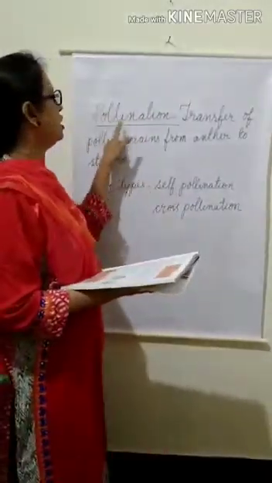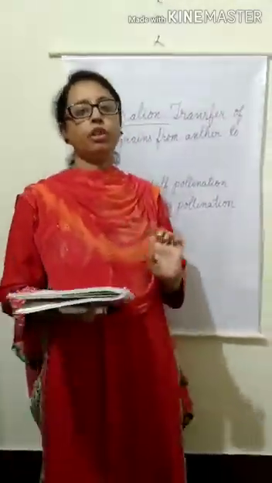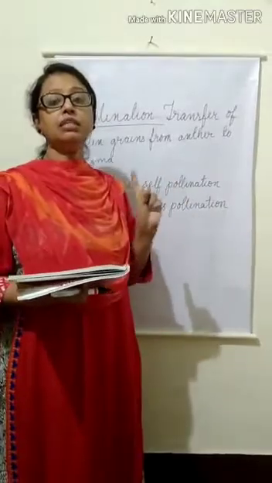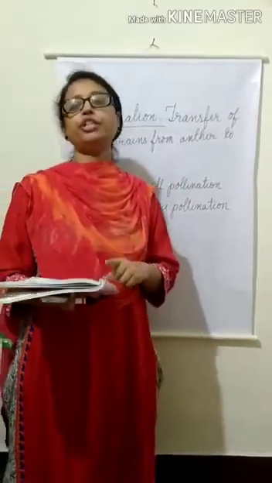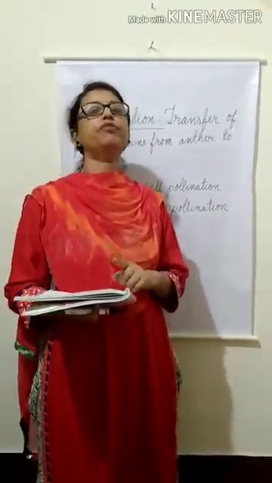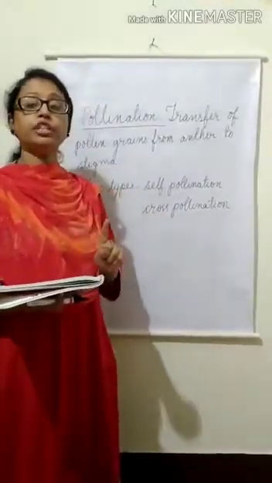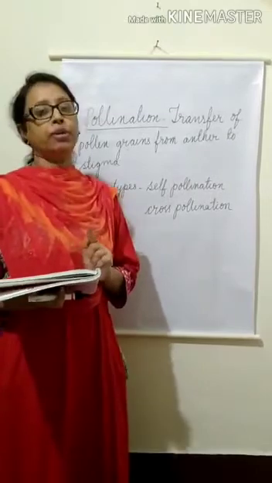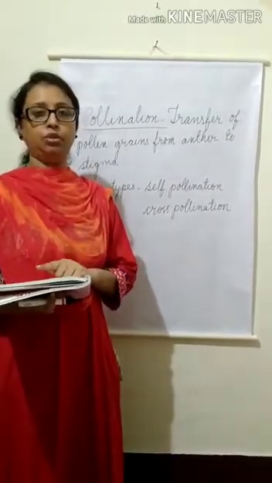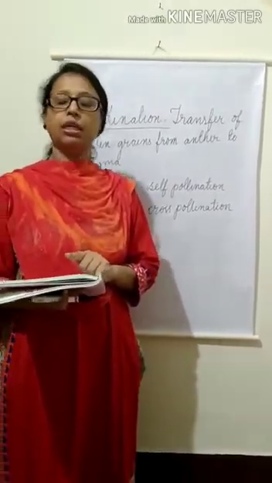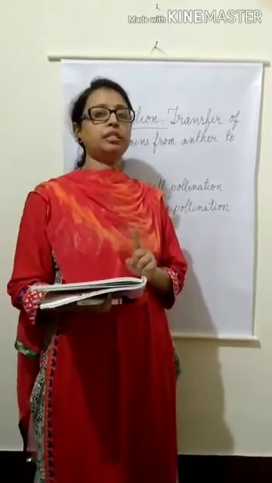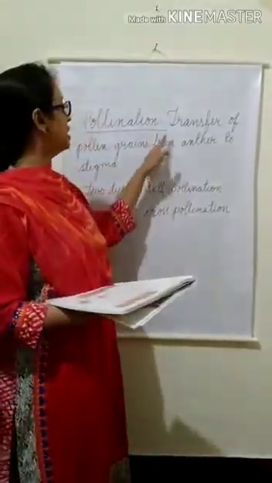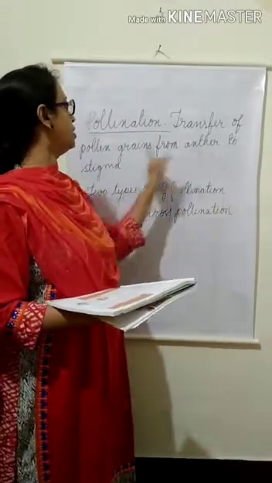Next, we will learn what is pollination. Pollination is the first step of reproduction in plants. Reproduction starts with the transfer of pollen grains from anther to the stigma. That is pollination.